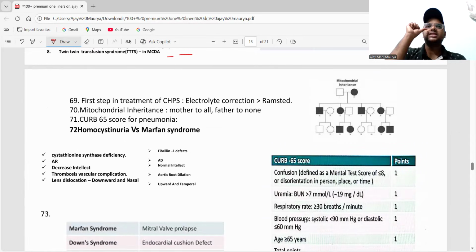Next one. What is the first step in the treatment of congenital hypertrophic pyloric stenosis? It is always electrolyte correction. You have to do the electrolyte correction only, first of all. Then you can go with the Ramstedt surgery.